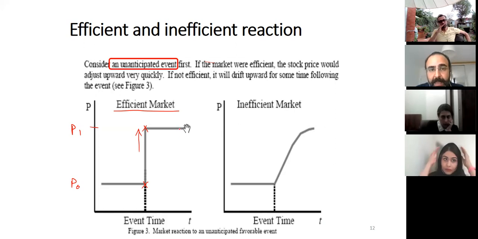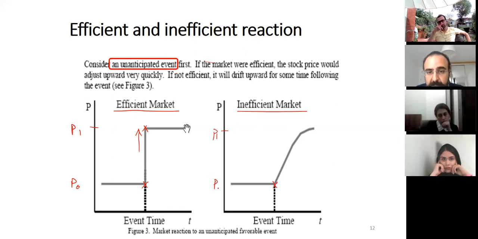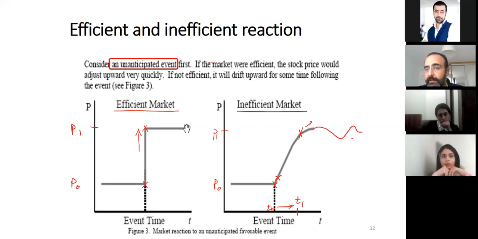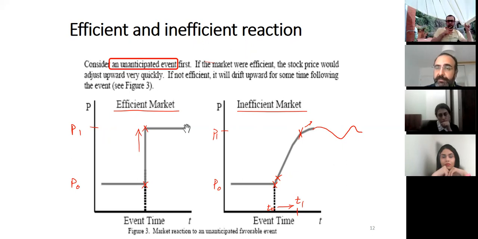Whereas in an inefficient market, we would see that the price goes to P1 from P0 with a time lag. So you have time here to enter the market. But the point here is we don't know if it stops at P1, or goes up and down and up and down until it reaches the P1 that it's supposed to be. So there is inertia at the point of P1. So I'm looking at the price versus time.